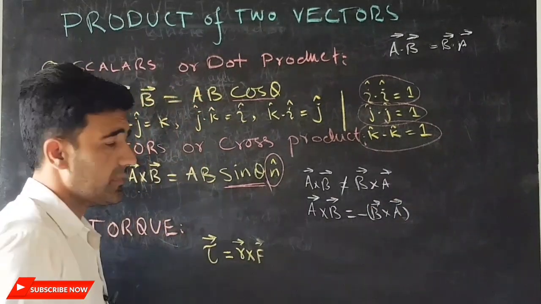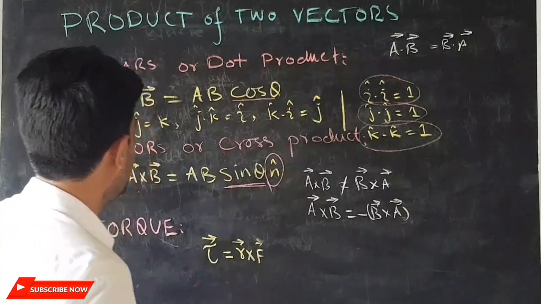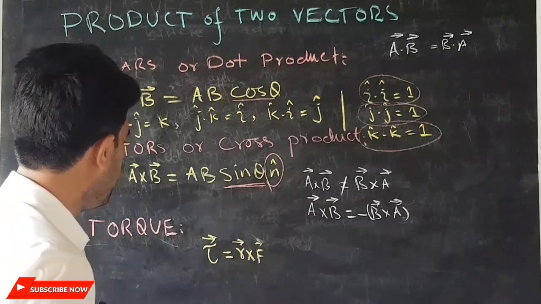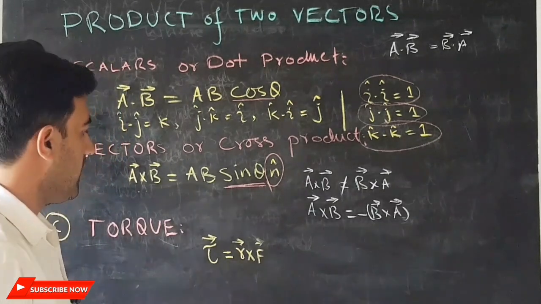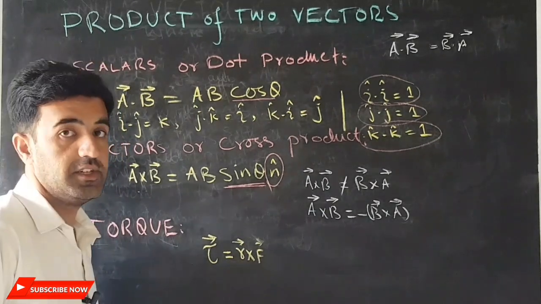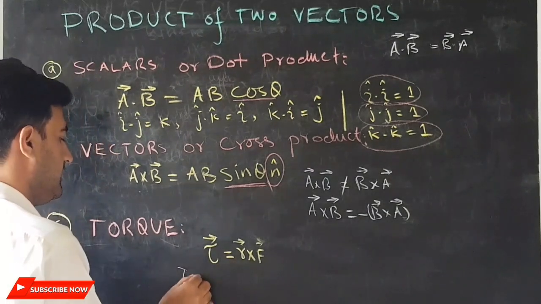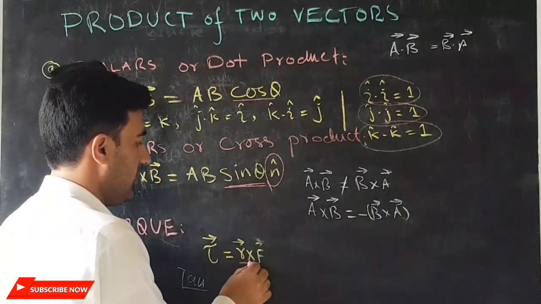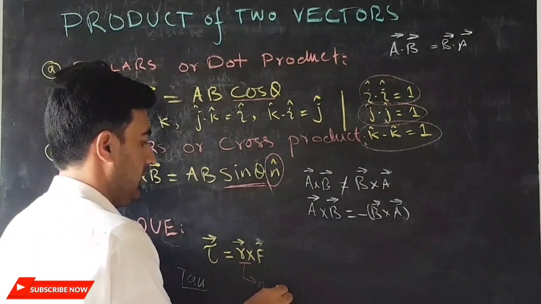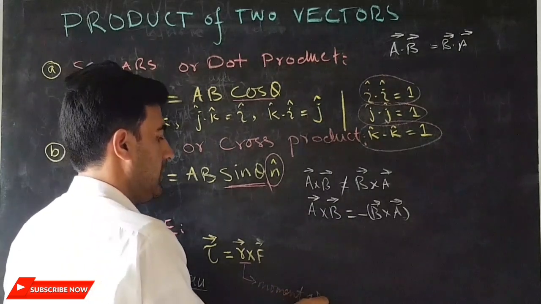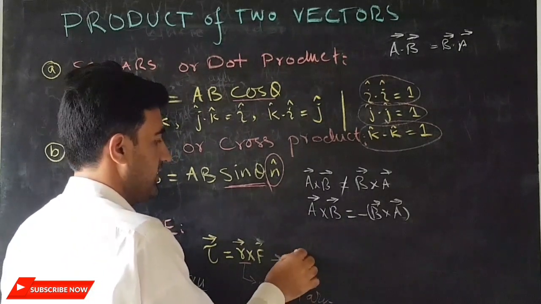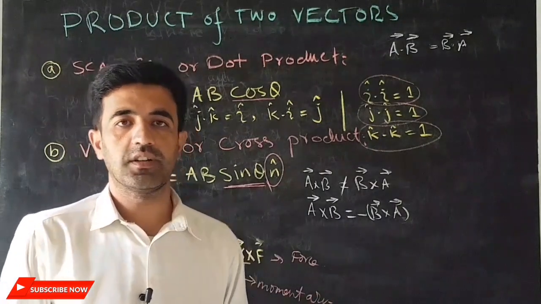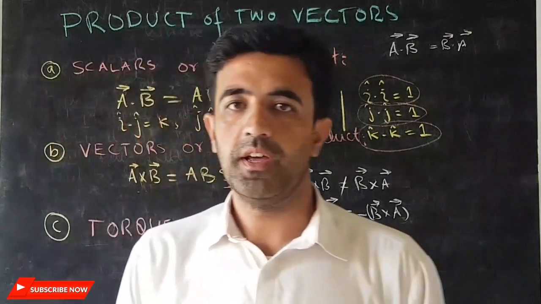Inshallah, I will discuss these topics in the upcoming chapter. The last one is torque, in the vectors and equilibrium chapter formulas. Torque can be denoted by the letter tau, and tau is equal to r cross F, where r is the moment arm and F is the applied force.